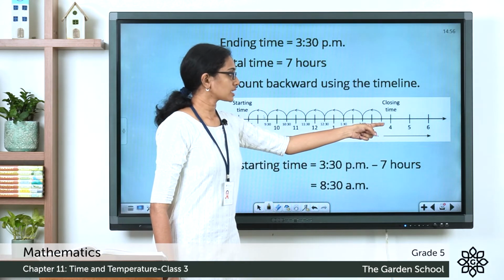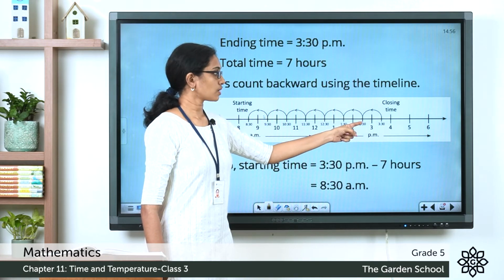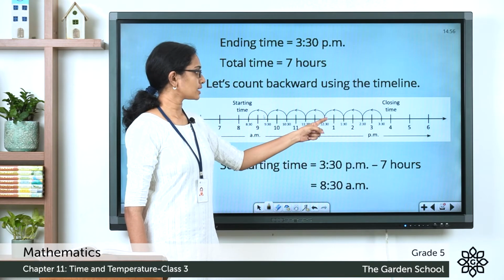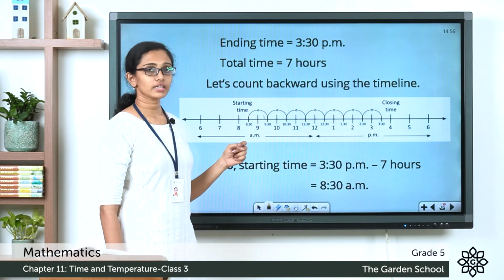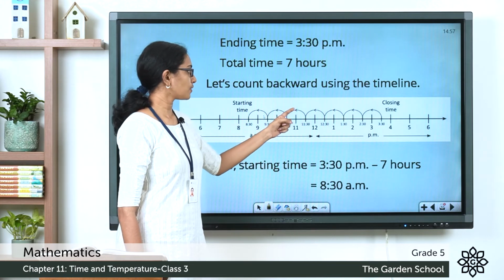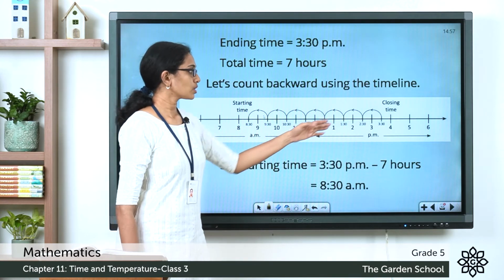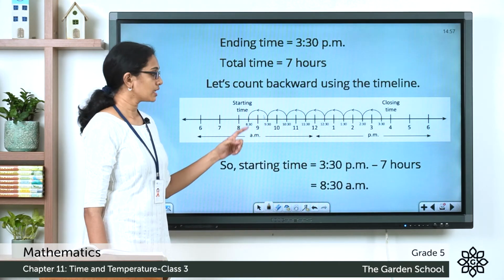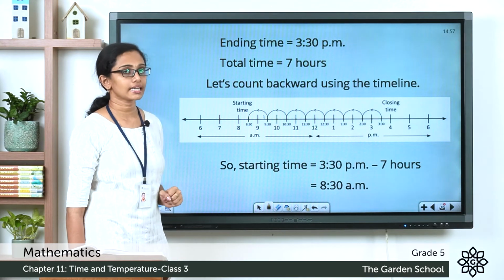So from 3:30 you are counting 1 hour back and you reached 2:30. So from 2:30 you counted back, you reached 1:30, then 12:30, 11:30, 10:30, 9:30 and you reached 8:30. How many jumps you made? 1, 2, 3, 4, 5, 6, 7. Each corresponding to 1 hour each. So you counted back 7 hours on this timeline and where have you reached? You have reached the time 8:30 and that will be the starting time for the school.